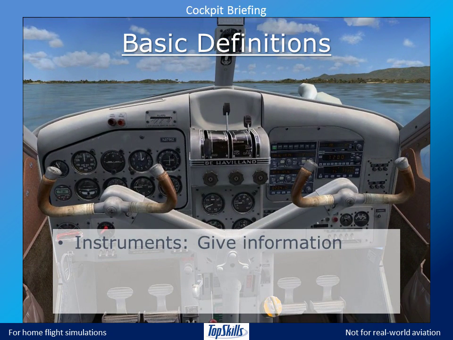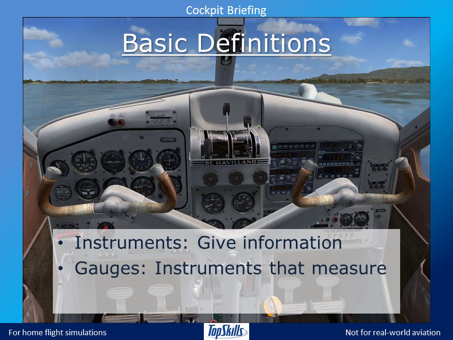Instruments are devices that give pilots needed information. Gauges are instruments that provide measurements such as speed and temperature. Controls are devices that enable pilots to do things with their aircraft.